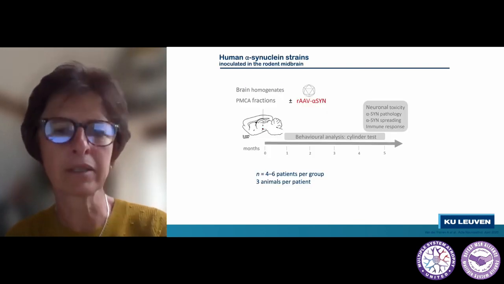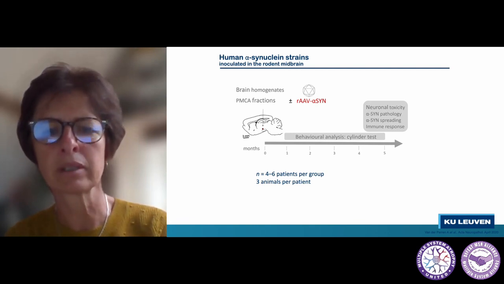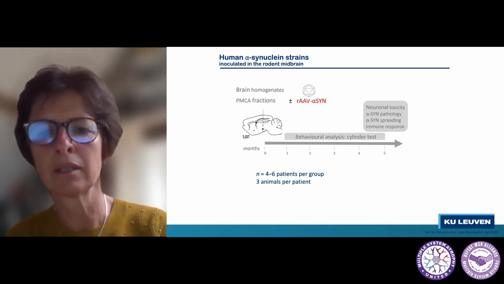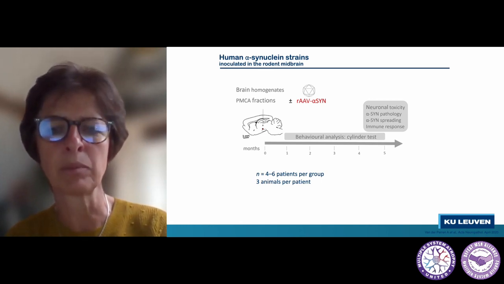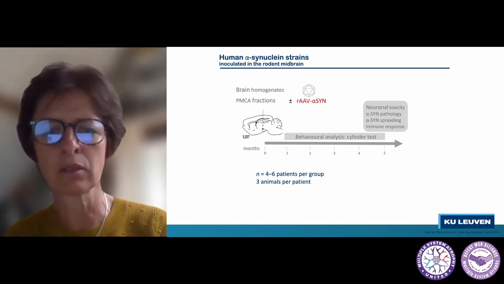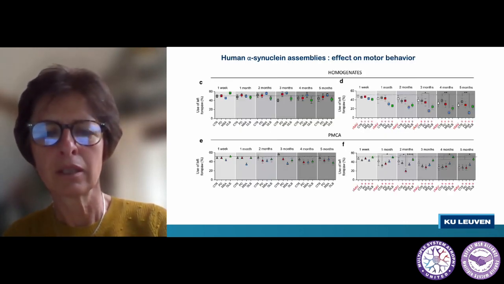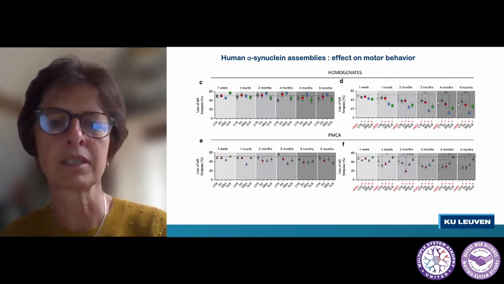This was quite a large experiment of viral vectors in the substantia nigra. We followed the animals over 5 months by behavior analysis, and at the end, we looked at the brains and characterized them for different parameters. Per group of disease, we had 4 to 6 patients, and per patient, we had 3 animals. So it was quite a large group of experiments. I will just highlight important results because there are a lot of different results and they have been published.